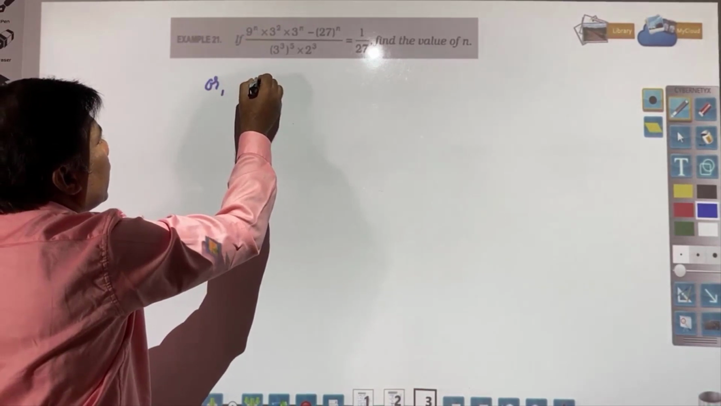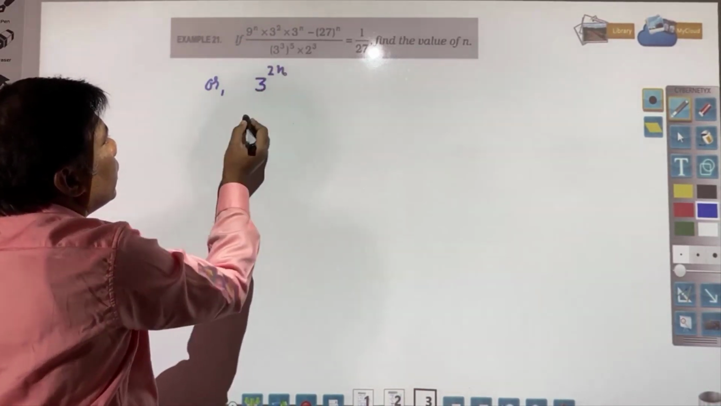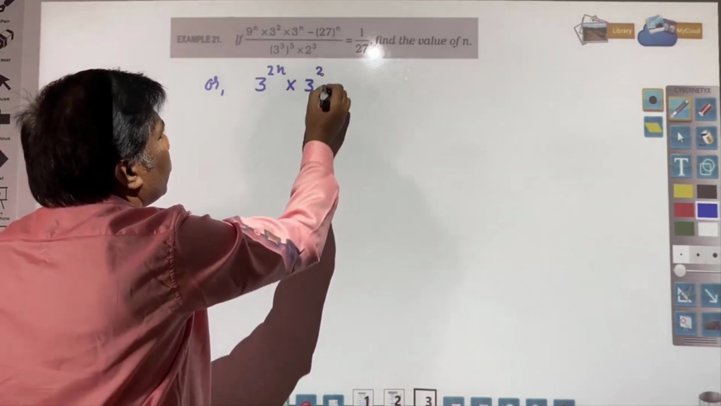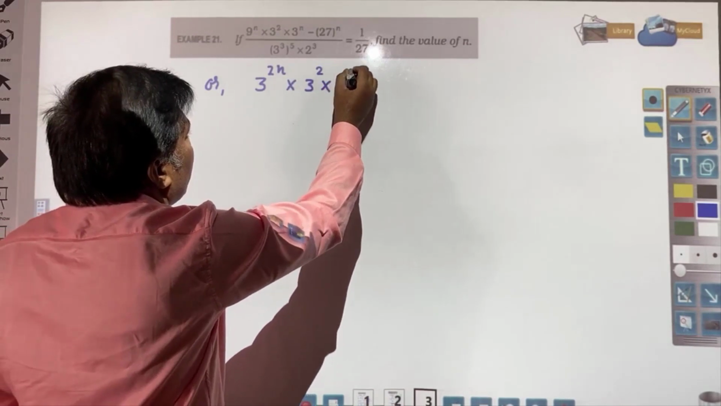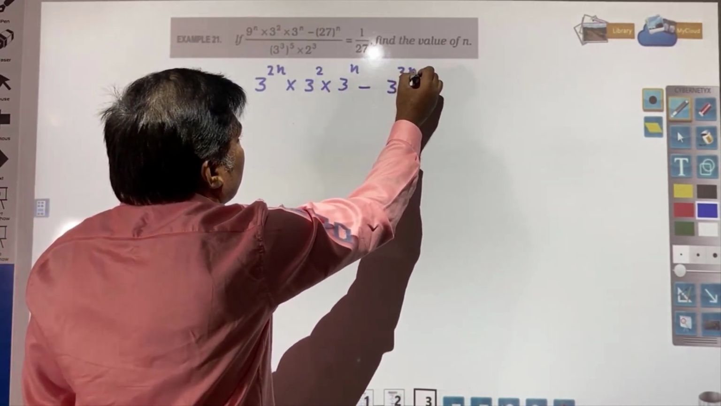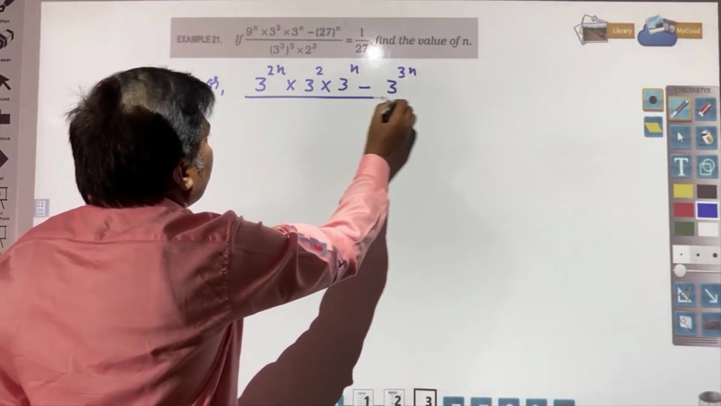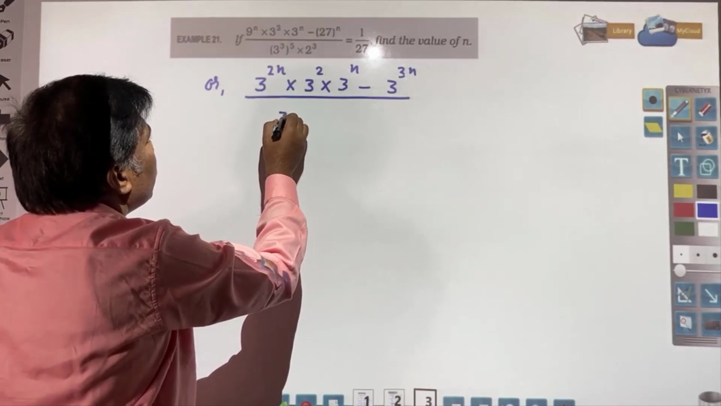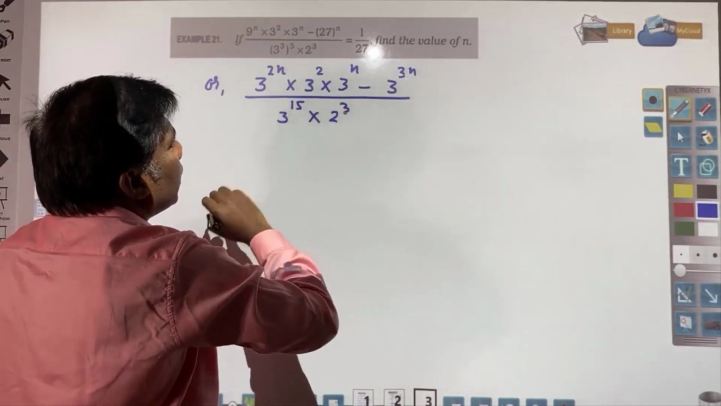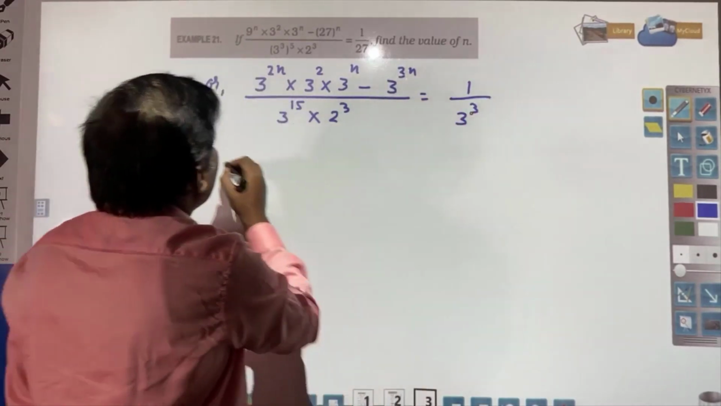This can be written as 3 to the power 2n. 3 3 is 9. This can be written as 3 to the power 2. This is 3 to the power n minus 3 to the power 3n. 3 3 is 9, 9 3 is 27. Divided by, this will be 3 to the power 15 into 2 to the power 3, and that is equal to 1 by 3 to the power 3.